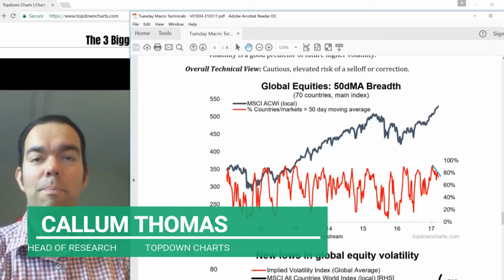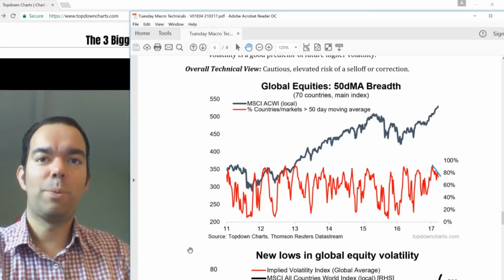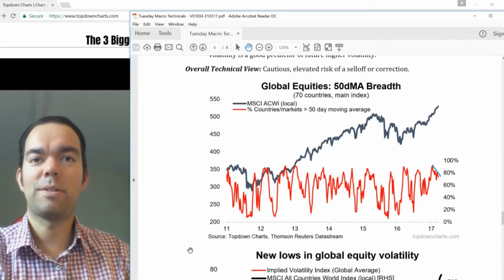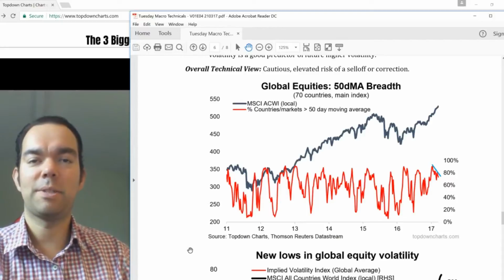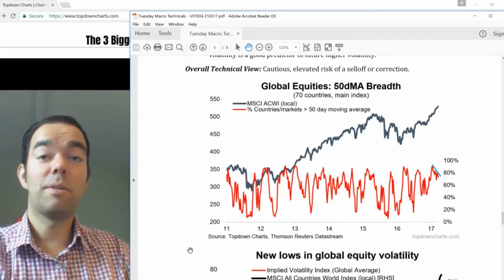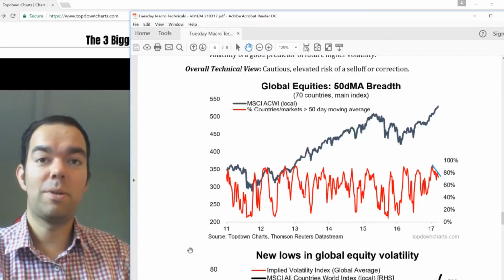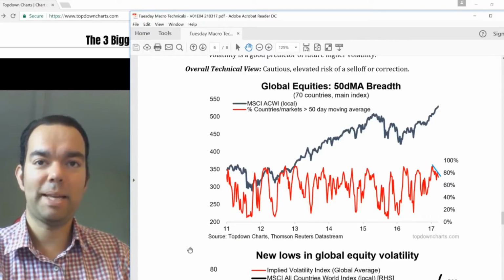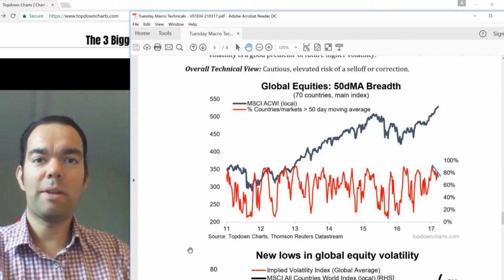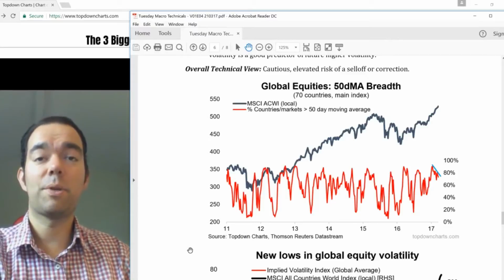Today we are going to be looking at a couple of the charts in the macro technicals report. This report looks across the world, across many of the major global markets, across asset classes, and simply looks to try and find some of the best opportunities, the most compelling market setups, most high conviction views, and of course the most relevant markets.